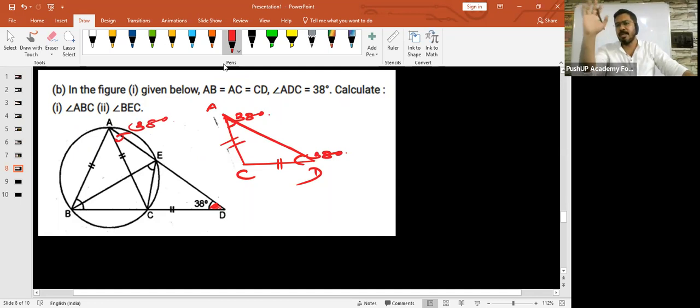Children, we will write the statement and the reasons later. Okay, as the climax of the story. Now we are working on the body of the story, right? Now you got angle CAE as 38 degrees.